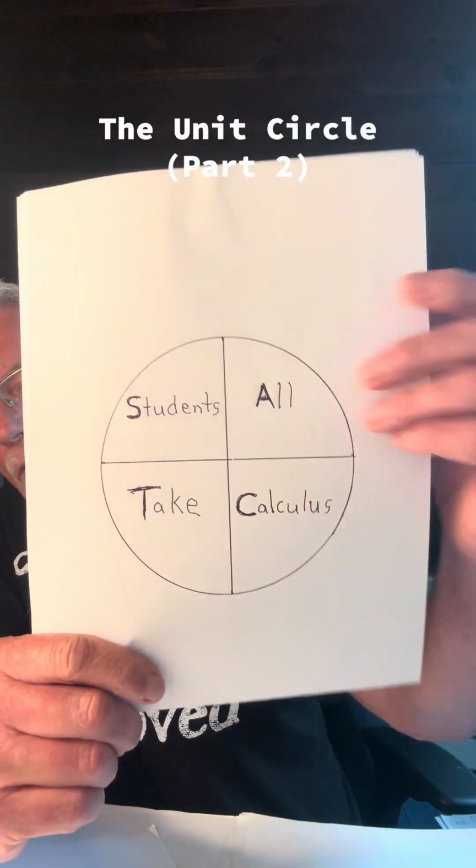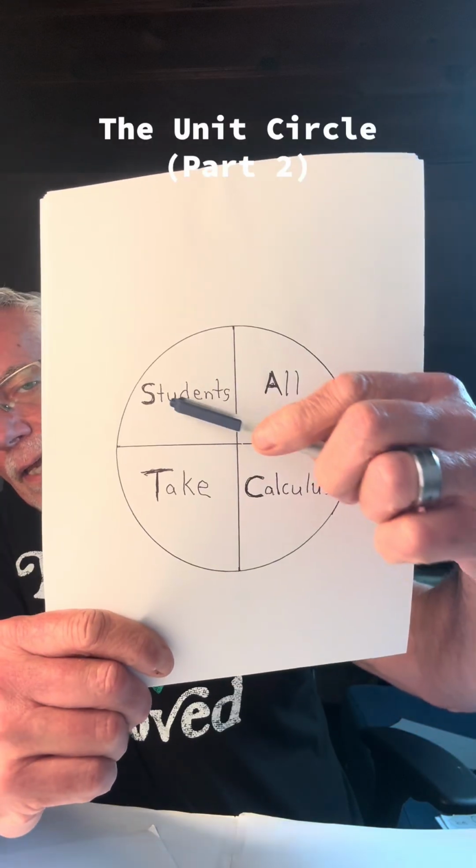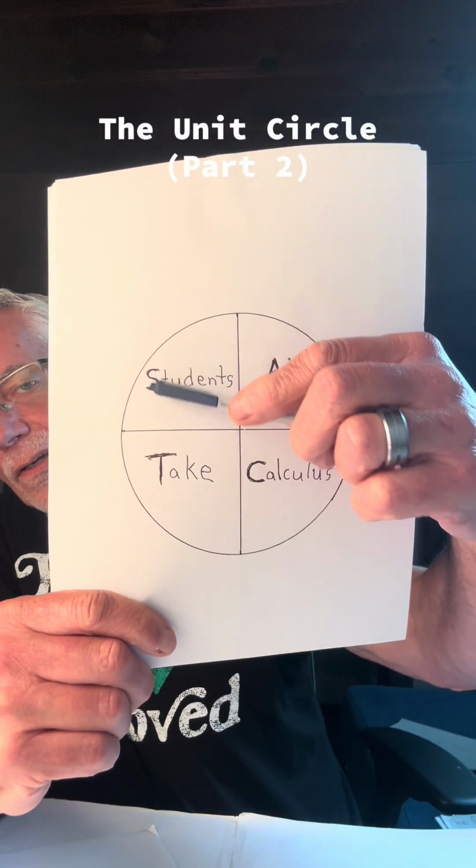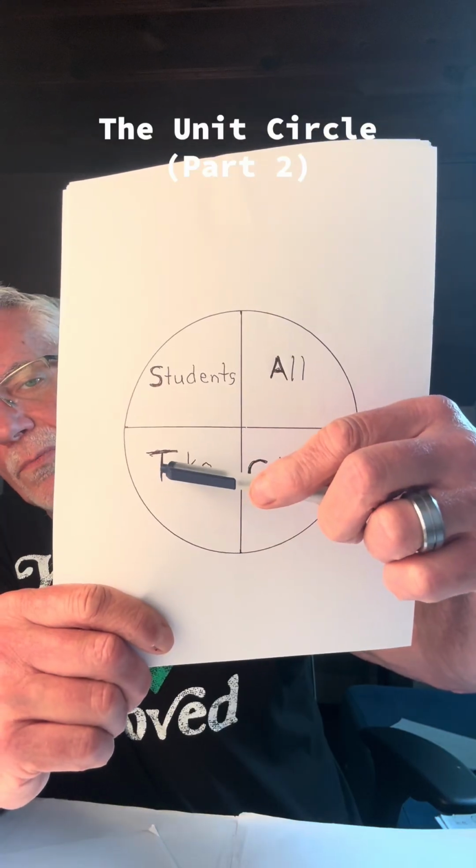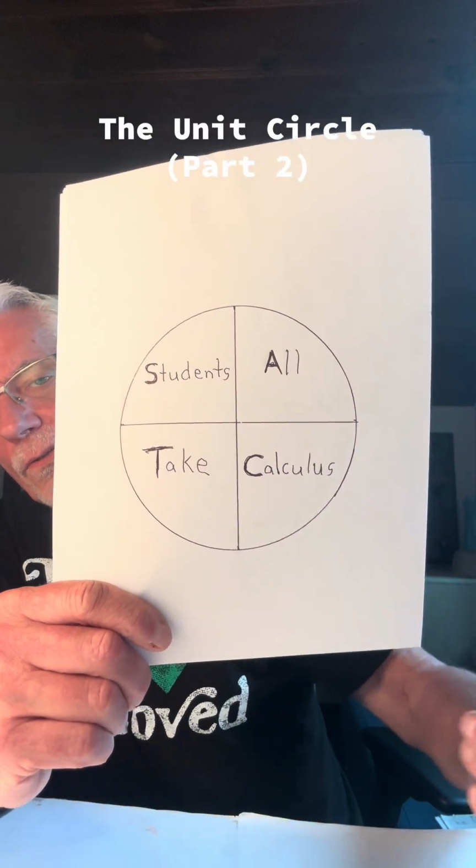So the A means all of them. The S means only sine is positive. The T means only tangent is positive. The C means only cosine is positive right there. Okay, all students take calculus.